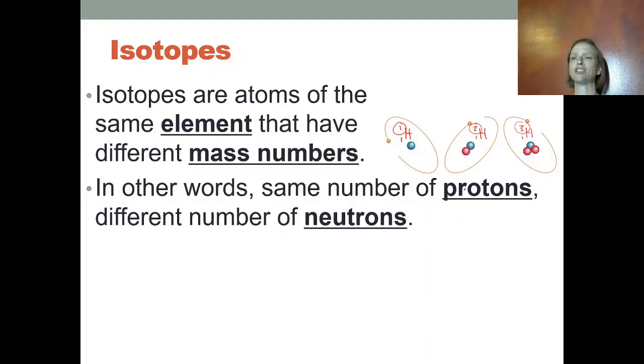So these are different isotopes of hydrogen. They're all hydrogen, but they all have different mass numbers. And the reason they have different mass numbers is they have different numbers of neutrons.